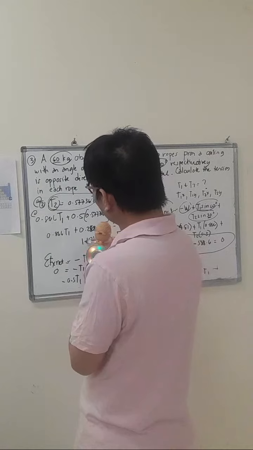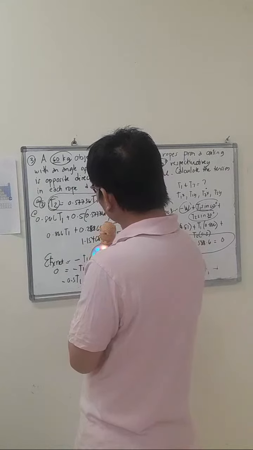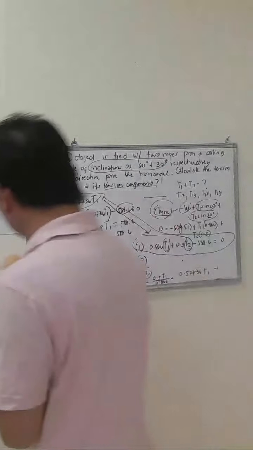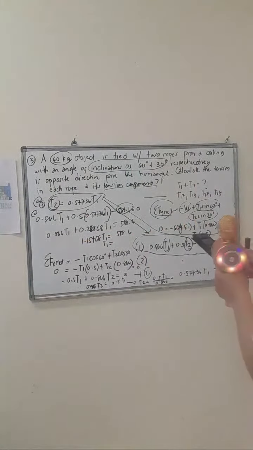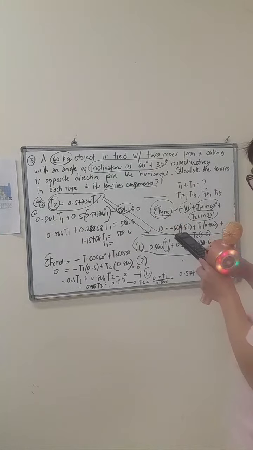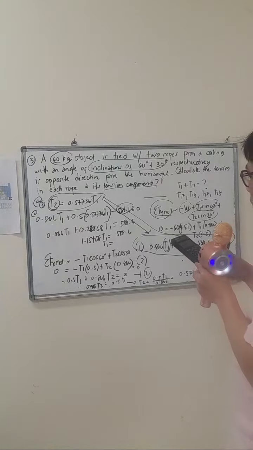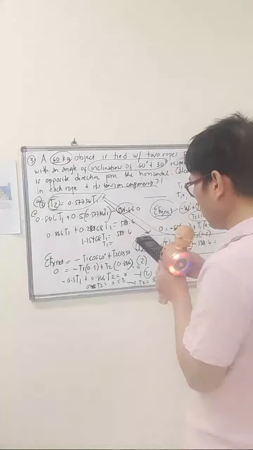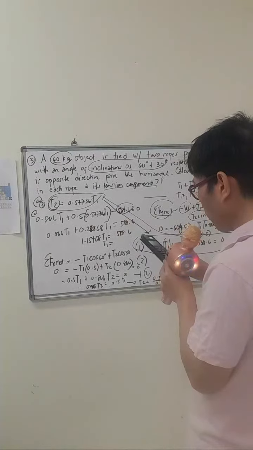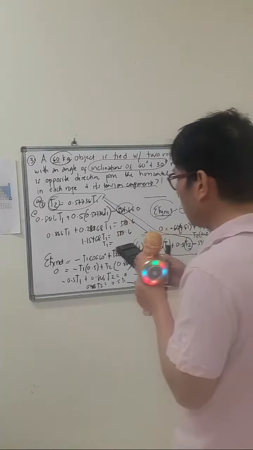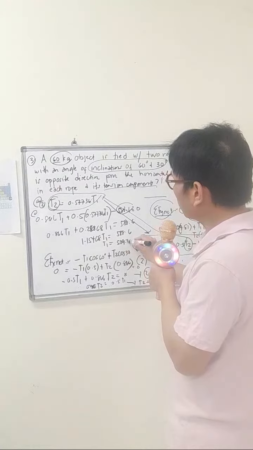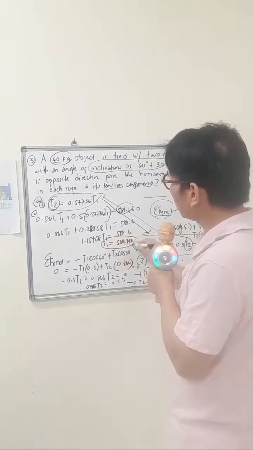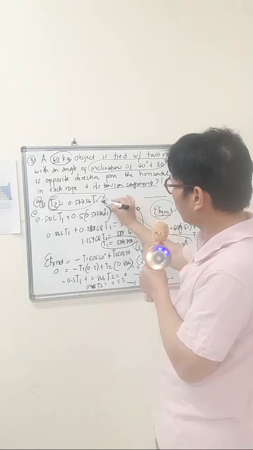Therefore, 588.6 divided by 1.15468. T1 will be equal to tension 1 in your first rope at 60 degrees, right? So 588.6 divided by 1.15468 is equal to 509.75 Newton. Your tension 1 is 509.75 Newton. Now you can also solve tension 2 by substituting back into your equation 2.